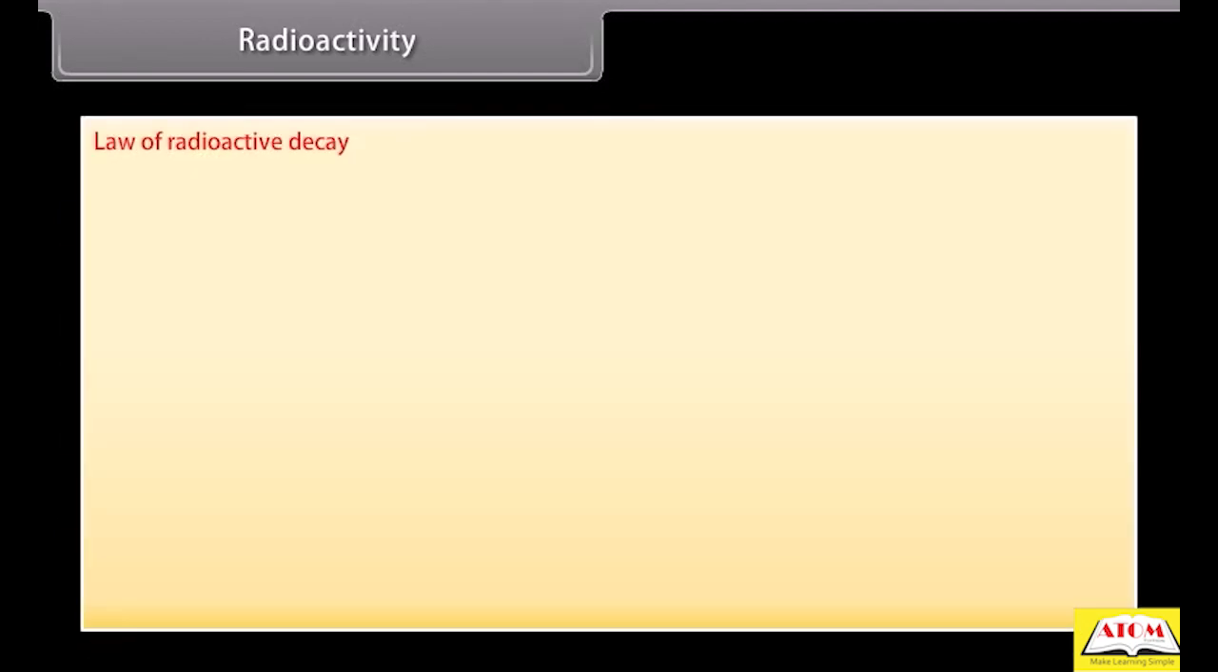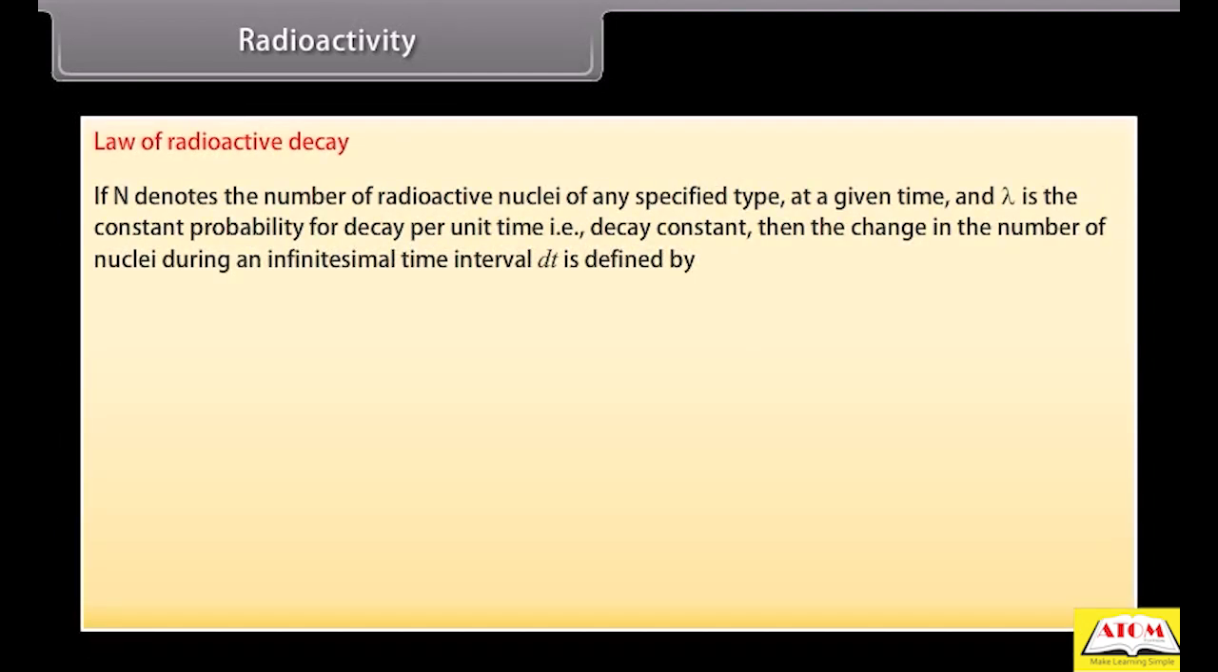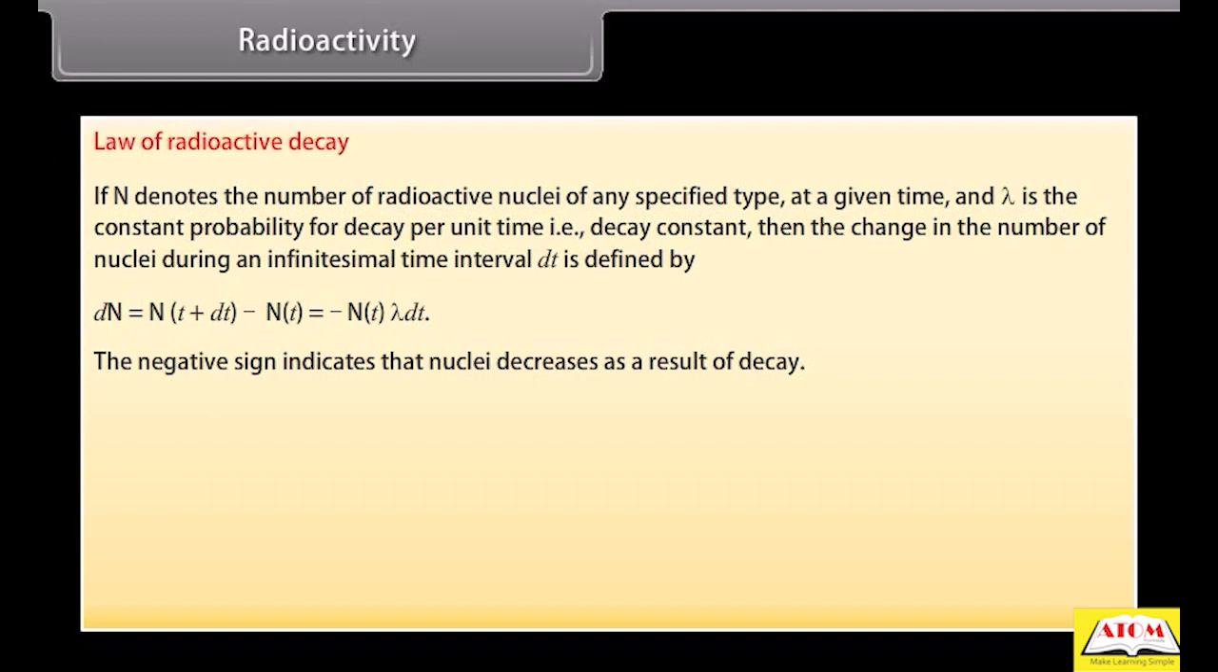Law of radioactive decay. If N denotes the number of radioactive nuclei of any specified type at a given time, and λ is the constant probability for decay per unit time, that is, decay constant, then the change in the number of nuclei during an infinitesimal time interval dt is defined by dN = N(t + dt) − N(t) = −N(t) λ dt. The negative sign indicates that nuclei decrease as a result of decay.